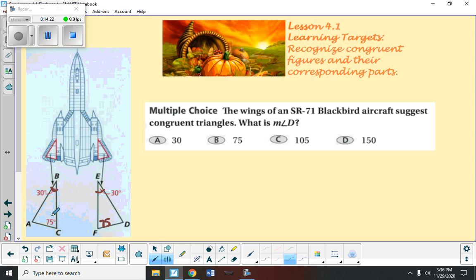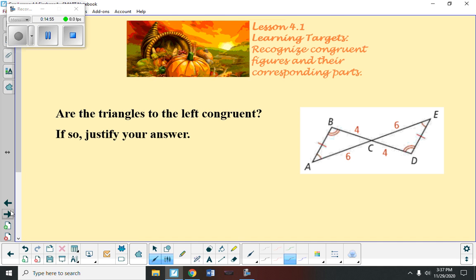Okay, if this flipped over, angle C and F would be the same size. And so you have two of the measures. And so to find the third, we would add the first two together and subtract from 180. So 75 plus 30 is 105. And then we would take 180 minus 105 and get 75. So this angle right here would have to be 75.